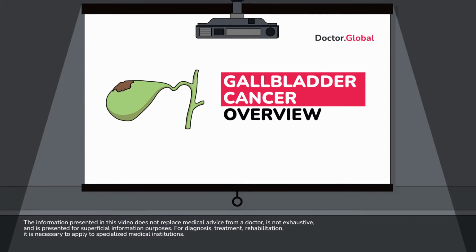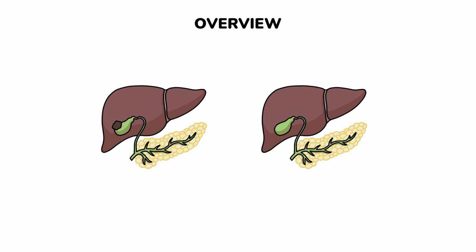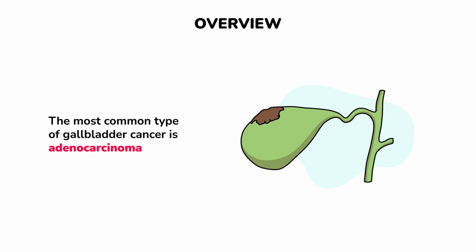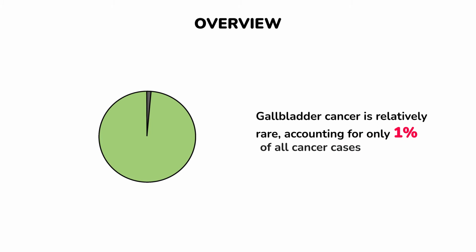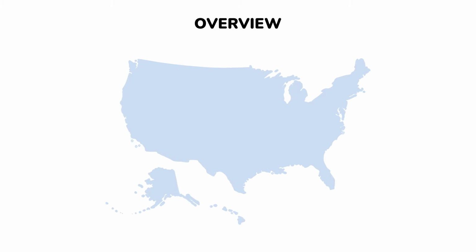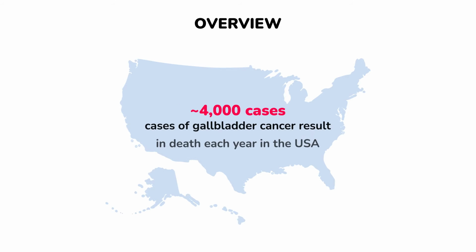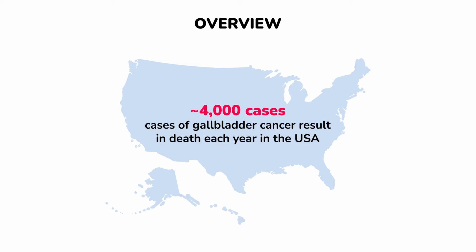Gallbladder cancer. Overview. Gallbladder cancer originates in the cells of the gallbladder, a small organ located beneath the liver that stores bile. The most common type of gallbladder cancer is adenocarcinoma, which begins in the glandular cells lining the gallbladder. Gallbladder cancer is relatively rare, accounting for only 1% of all cancer cases. In the United States, approximately 12,000 new cases are diagnosed each year, and the disease causes about 4,000 deaths annually.